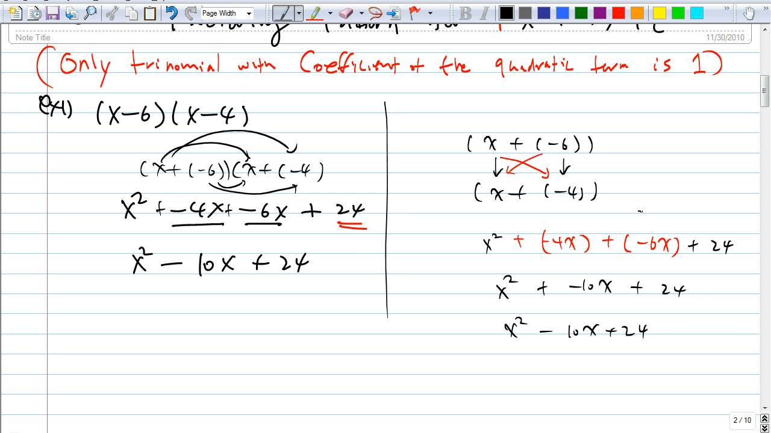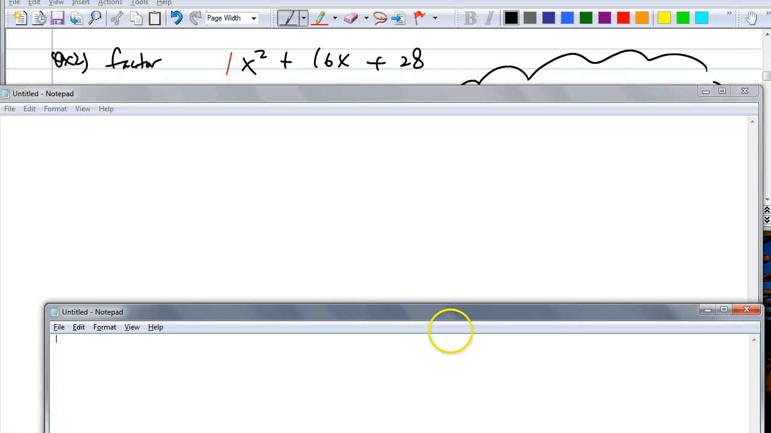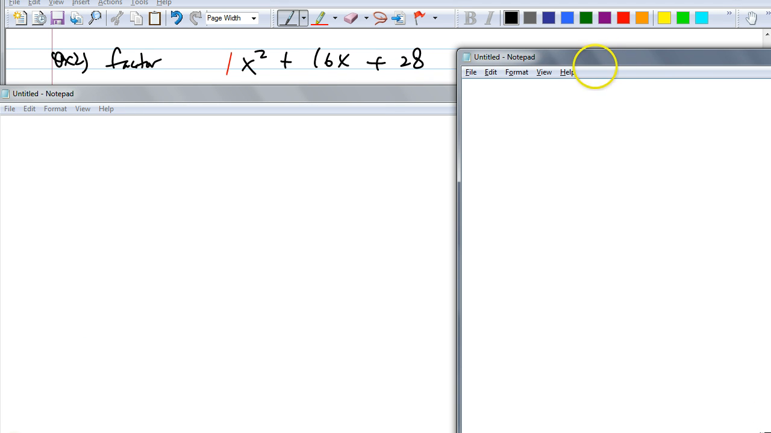So knowing this, we could actually factor these trinomials with the coefficient of the quadratic term being 1. Okay, if the leading coefficient is 1, we could actually factor this. Watch this, okay? Take a look at this example. As you can see, my leading coefficient, the coefficient of the quadratic term, is 1, right? 1x squared plus 16x plus 28. You see that? Okay. So if I have this, I know that this must be a product of two binomials.